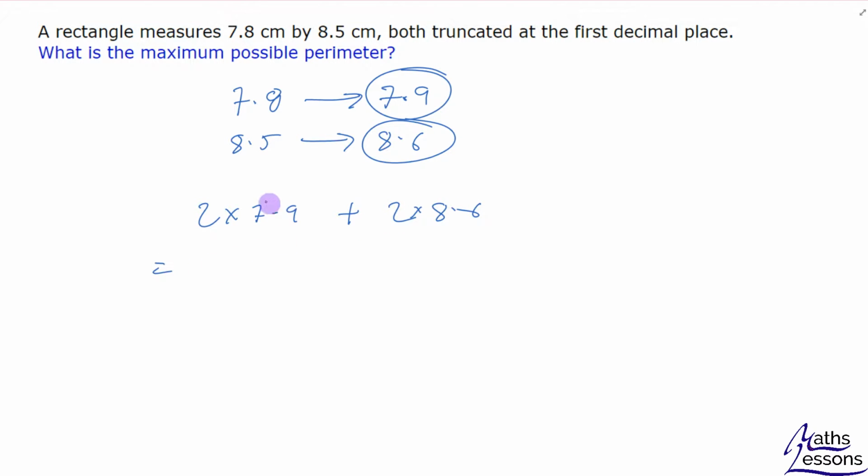So if we just do a bit of multiplying in our heads without a calculator, that's going to be 14 plus 1.8, that's 15.8. And this is going to be 16 plus 1.2, that's 17.2. If I add the 0.2 onto the 0.8, that gives me 16 plus 17, which is just 33 centimeters.